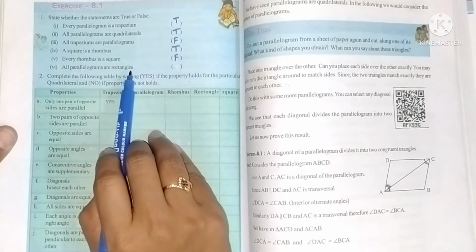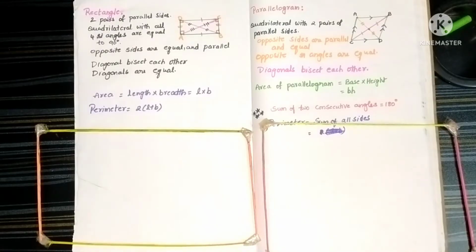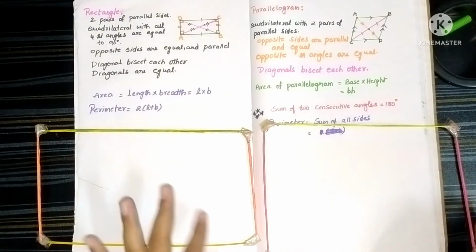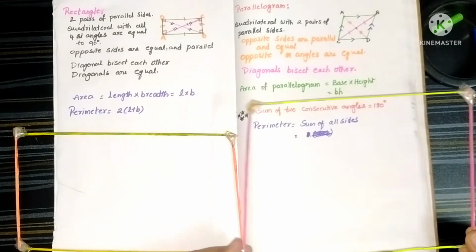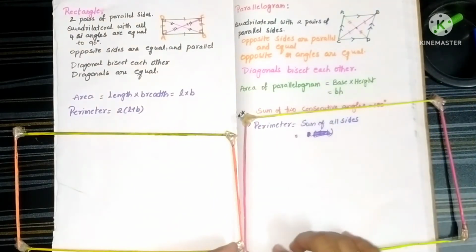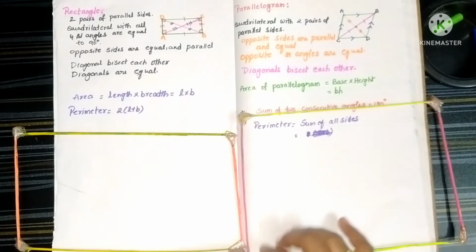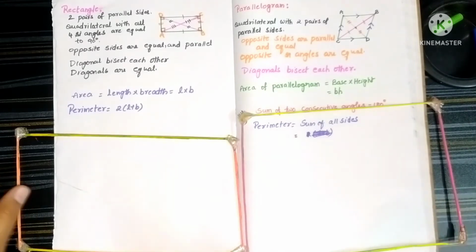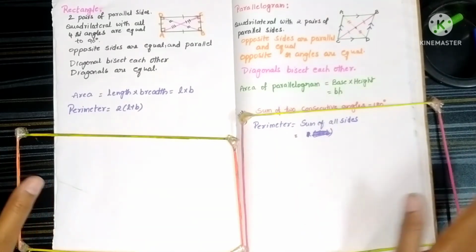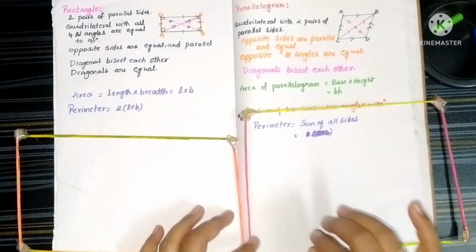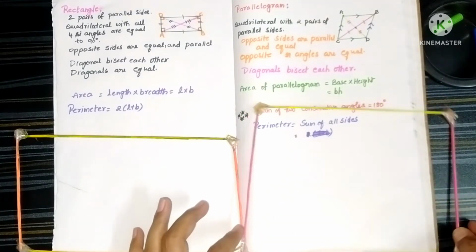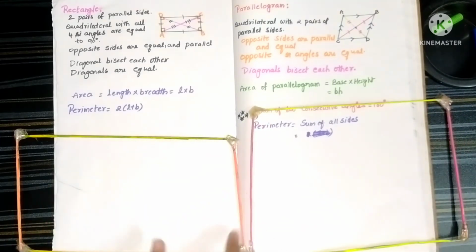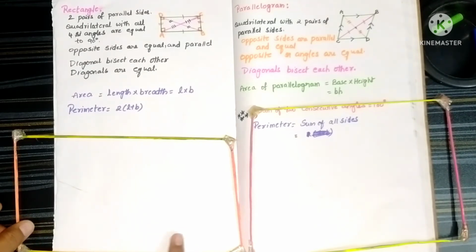All parallelograms are rectangles. All parallelograms are not rectangles, but all rectangles are parallelograms. Yes, opposite sides are equal in both cases. In a parallelogram, opposite sides are equal, and in a rectangle also opposite sides are equal. Sides are equal in both figures. But coming to the angles, in a parallelogram only opposite angles are equal.